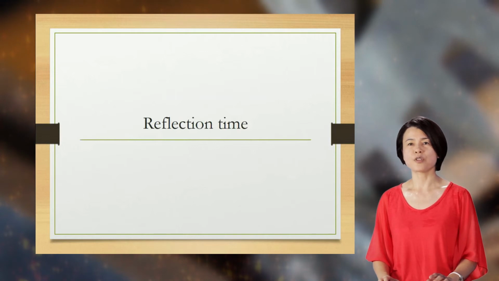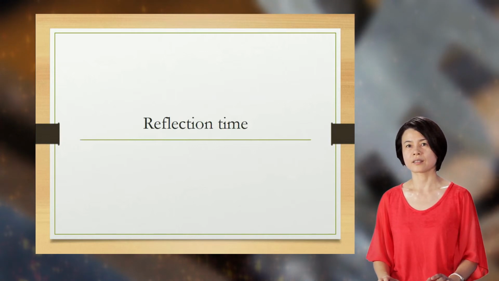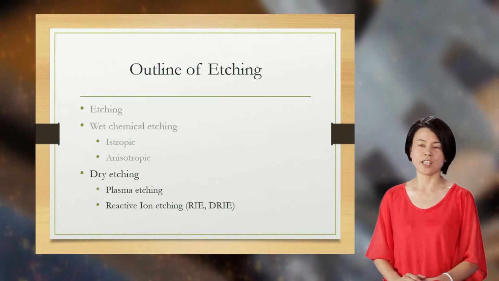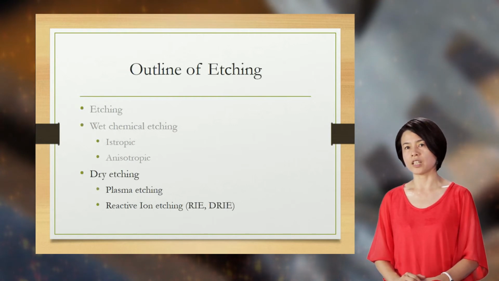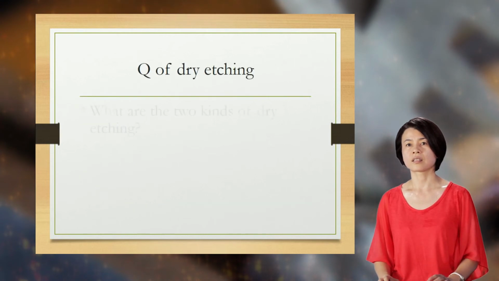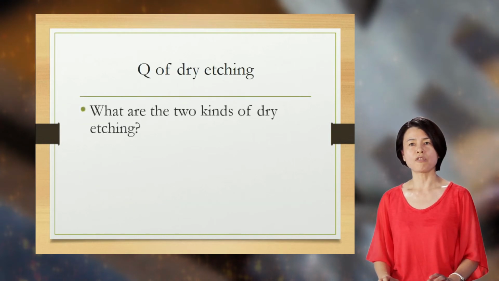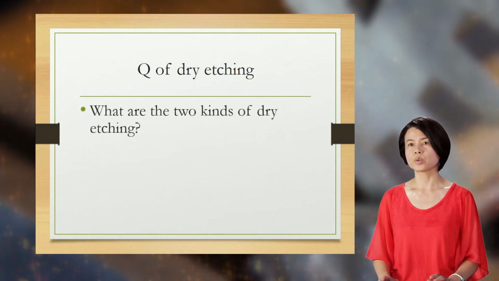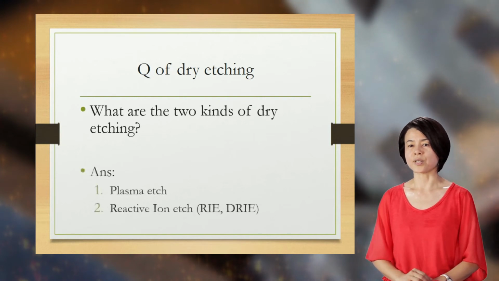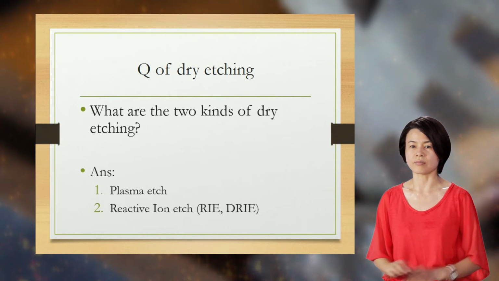Okay, let's reflect on what we have learned today. After discussing the meaning of etching and characteristics of wet etching in the last video, we focused on dry etching for today's lesson. Question of dry etching. What are the two types of dry etching? Okay, the answer is plasma etching and reactive ion etching.